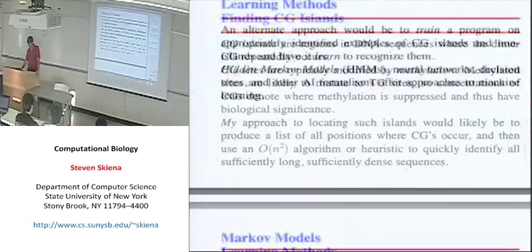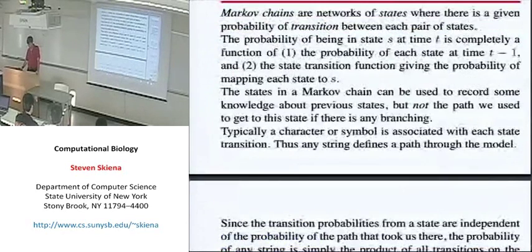So what is another way to build a CG island detector? One is to build something that will take a lot of examples of what biologists tell you are CG islands, and a lot of things that the biologists tell you are not CG islands, and then learn from that and identify based on the training examples. And that's the approach that we're going to talk about from now on. Any questions about that?